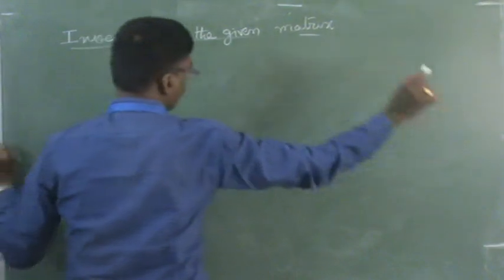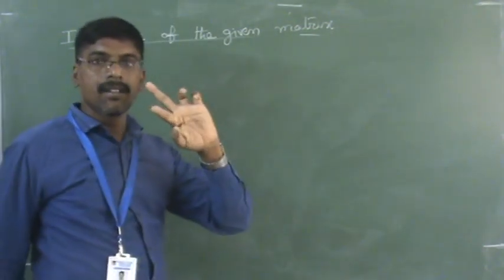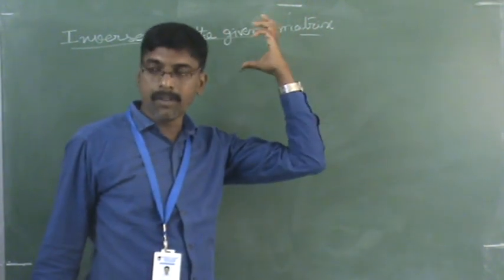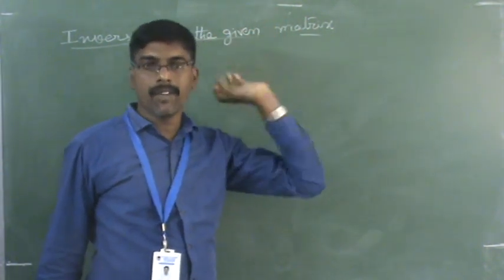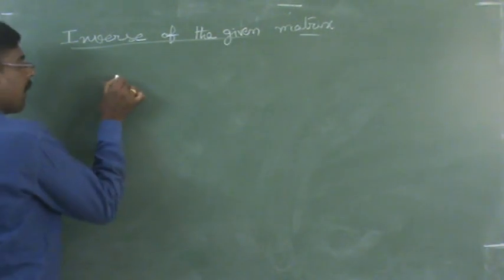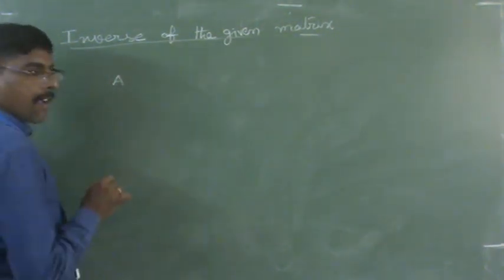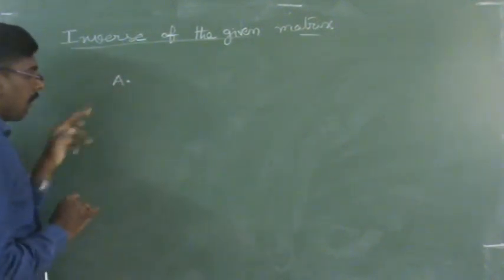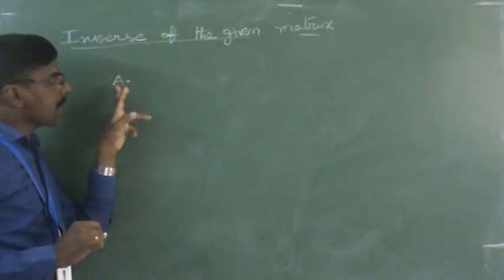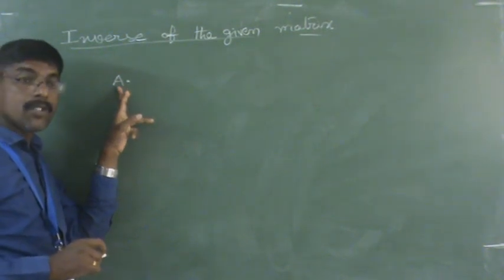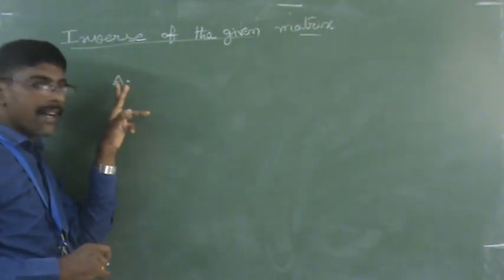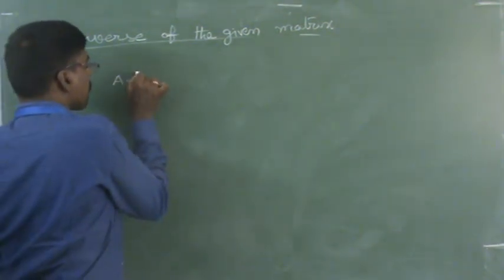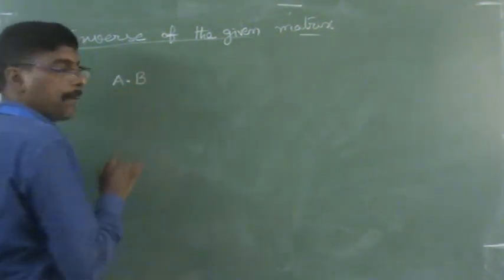What is meant by inverse? When does a matrix have an inverse, and how do we find it? First you have to know what the inverse of a given matrix is. For example, I am taking a matrix A. Matrix A is multiplied with one more matrix. Compulsorily, matrix A should be a square matrix. The square matrix A is multiplied with one more matrix. Suppose I name the other matrix B.